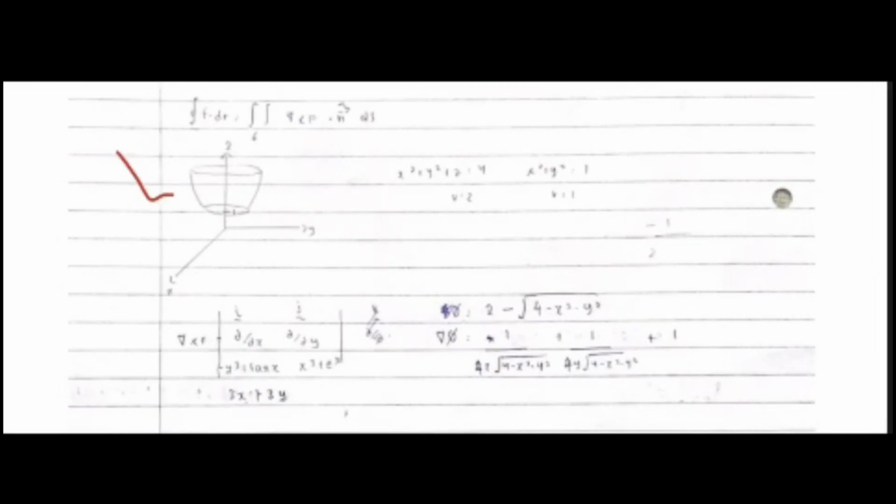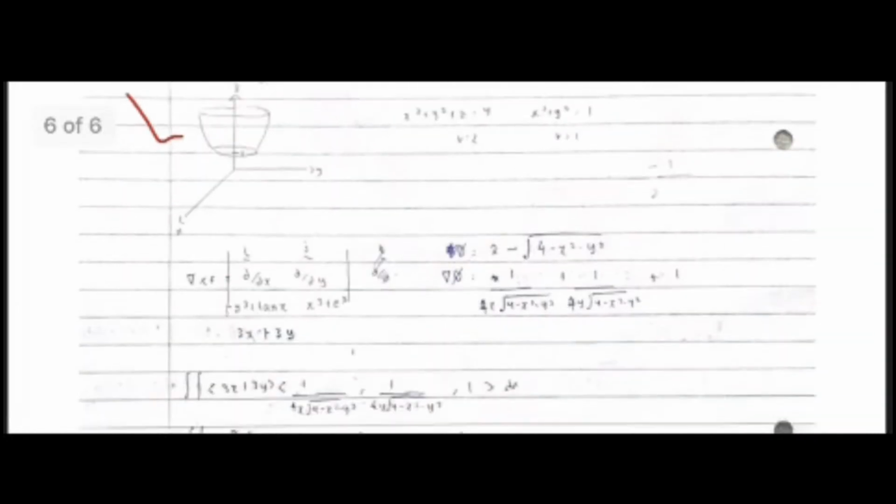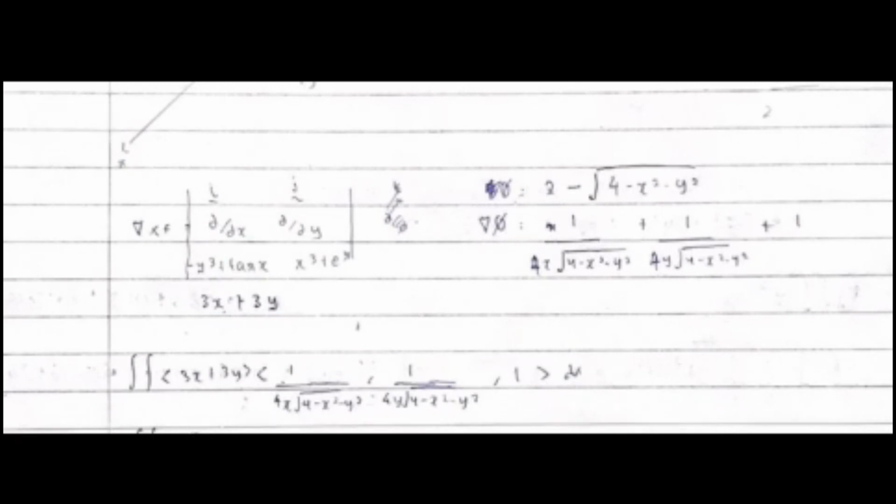So the question gives us to evaluate the integral of F dot dr, right? So we change it into the integral of curl F dot n dS, like this. Okay, first we need to find the curl F, the cross product of F. So the cross product is just substituting f1 here and f2 here, and we will get the cross product as 3x plus 3y.